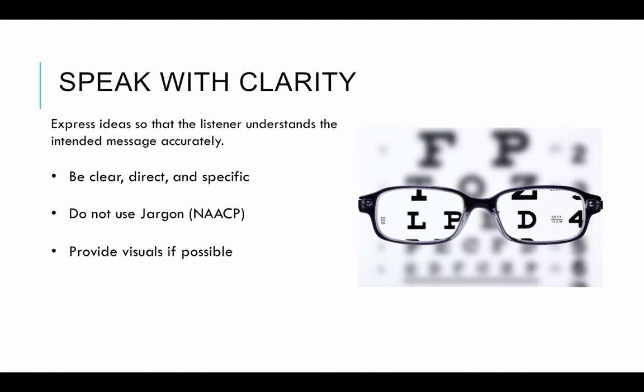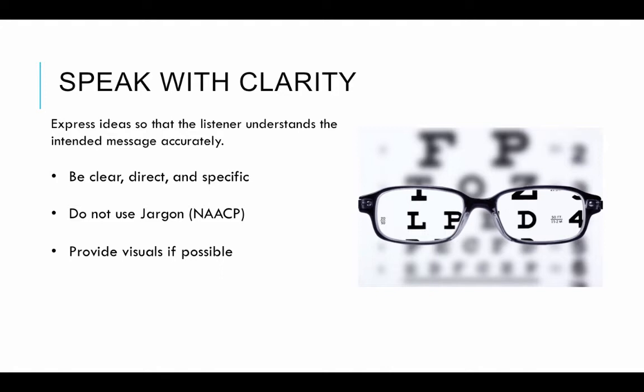There is a National Association for the Adoption of Chihuahua Puppies, so we need to be clear. We don't need to use jargon, because that can be very, very bad in terms of our audience's perception of what it is that we're actually trying to say. As a result, we also need to use visuals if at all possible.